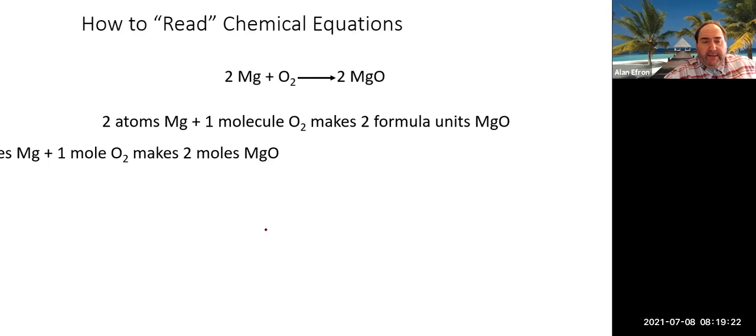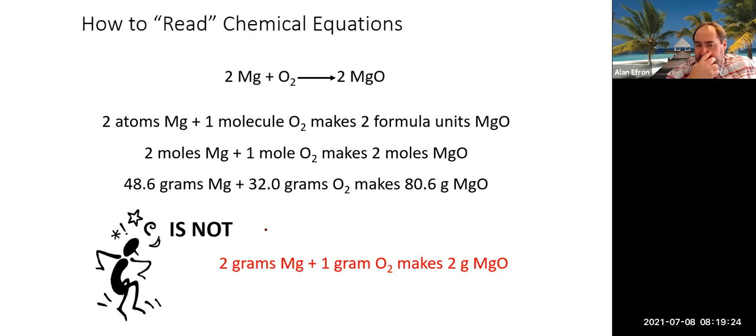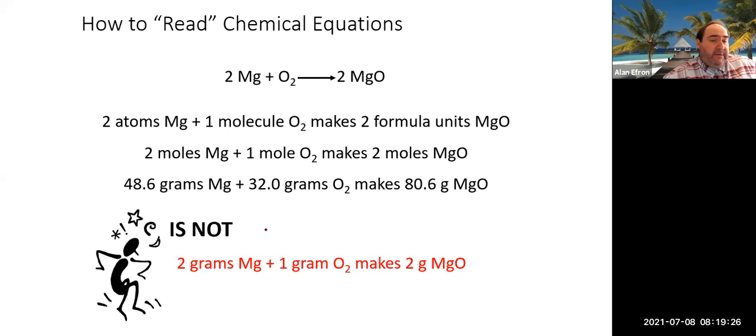So how do we read this reaction here? We could read it several different ways. We could say that there's two atoms of magnesium plus one molecule of O2 makes two formula units of magnesium oxide. Formula units, I'm not sure if we touched upon that or not, but we'll let you in on what formula units mean. Formula units is typically used for a compound like this, and a compound like this is an ionic compound.